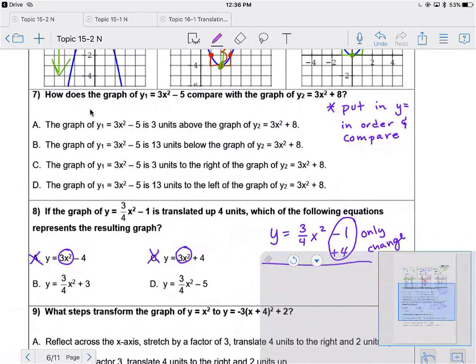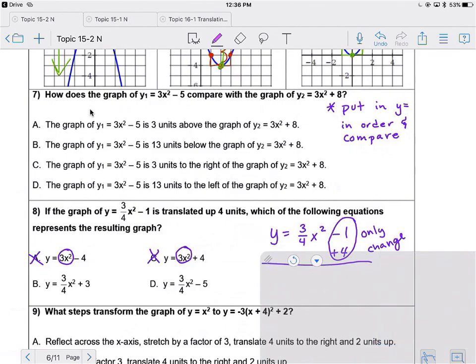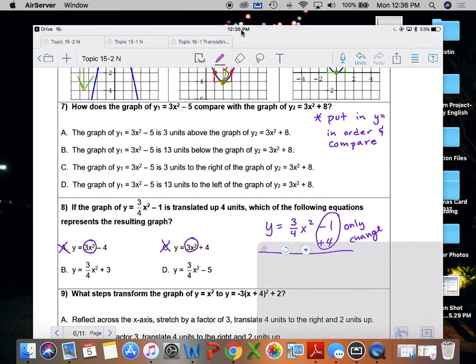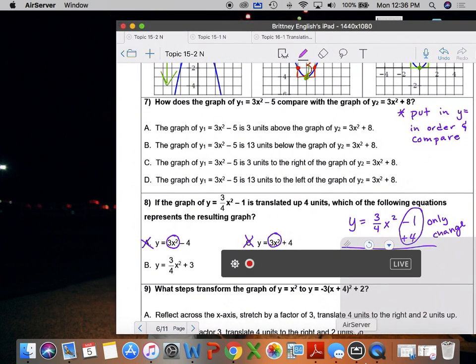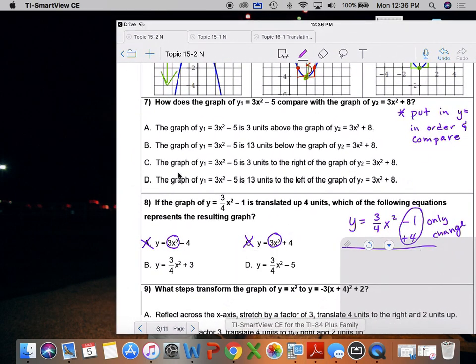Okay, so for problem 7, how does the graph of y1 equals 3x squared minus 5 compare with the graph of 3x squared plus 8? So we are going to put these in y equals, and I'm going to put them in order so that when I compare, they will pop up in the order I put them in, so I know which one is which. So my graph is loading.